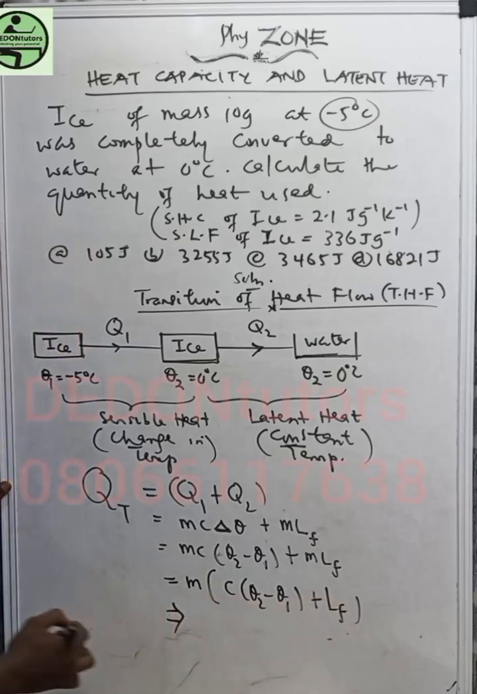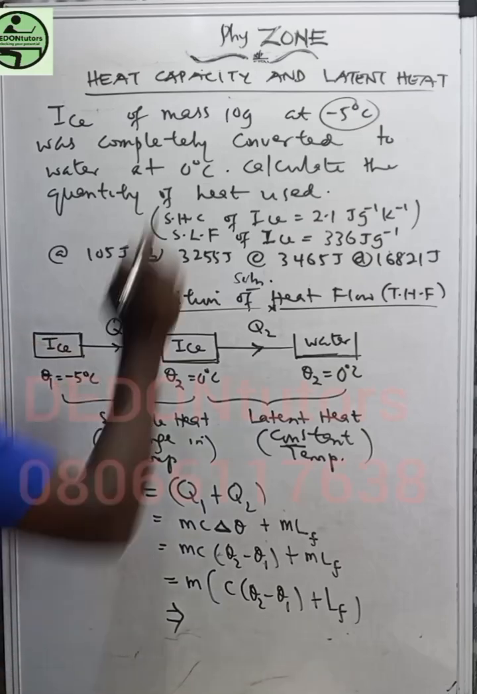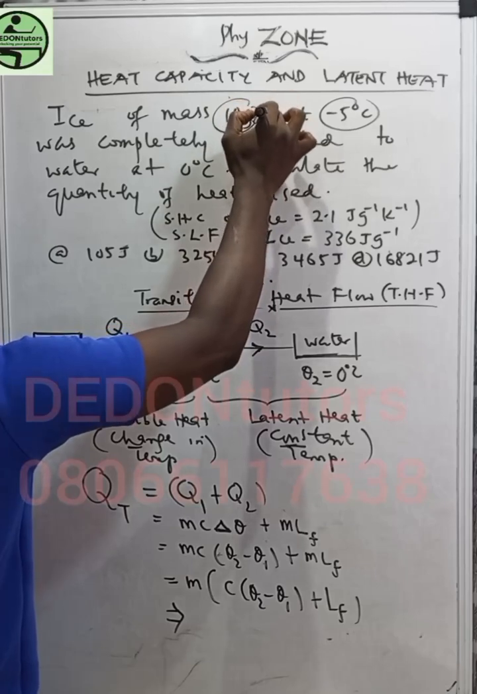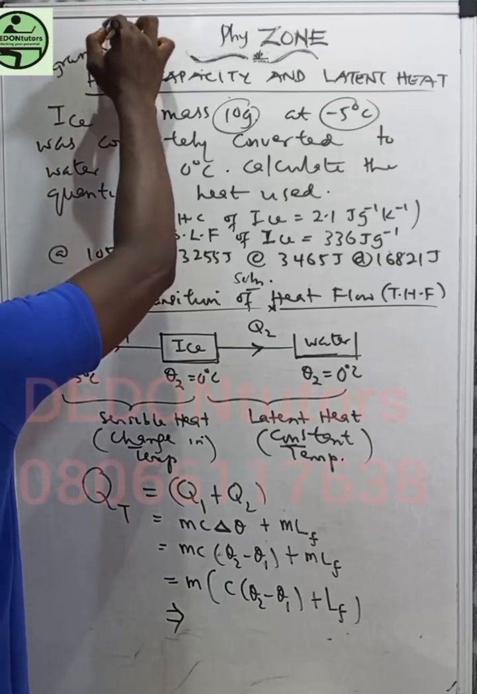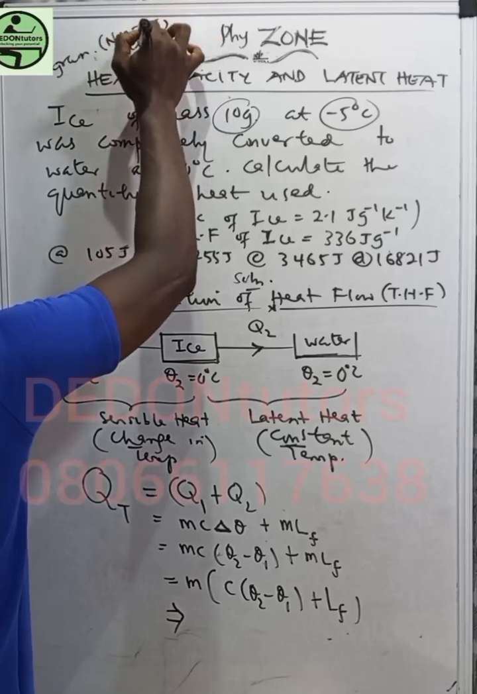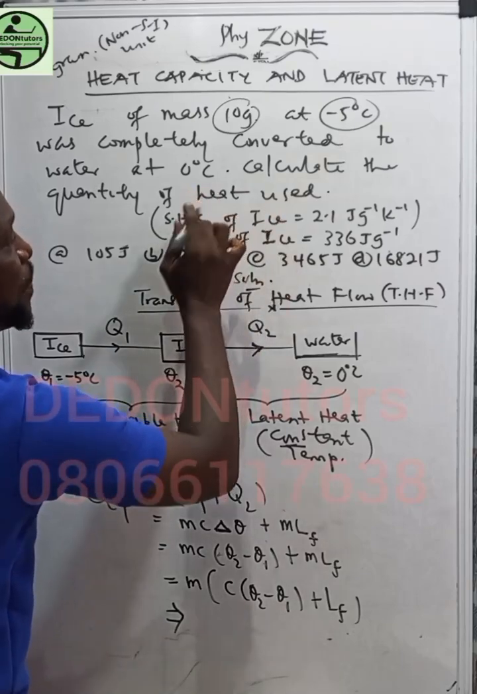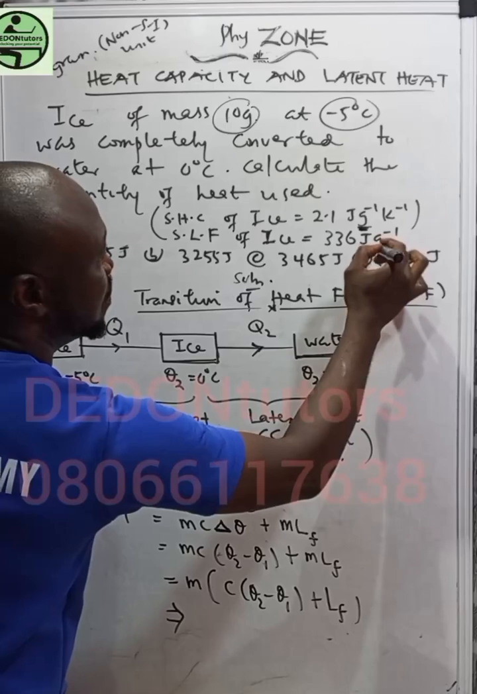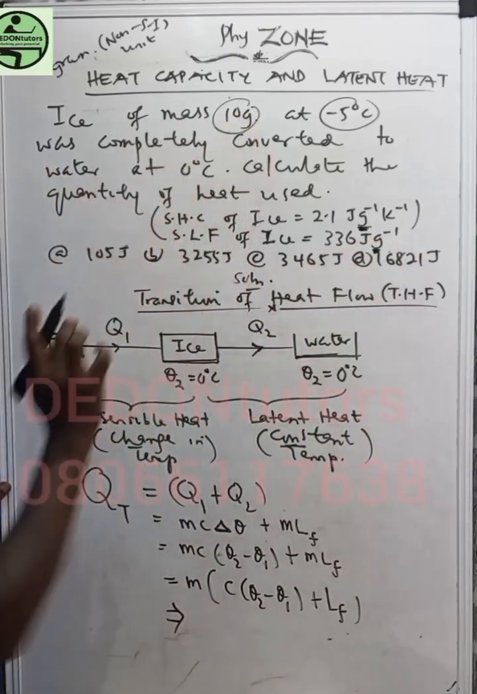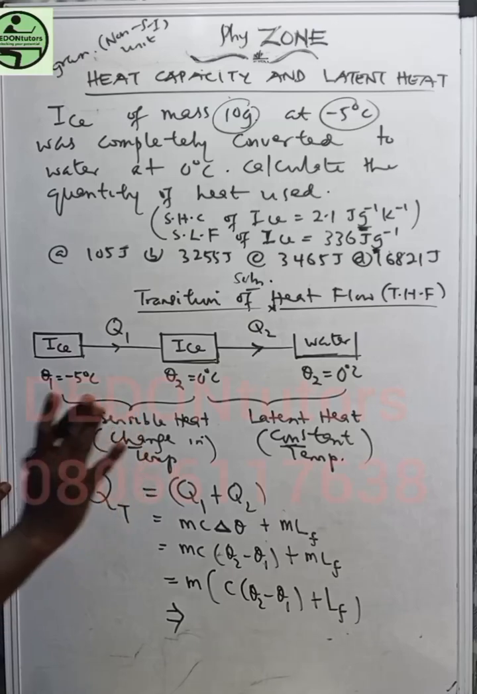So let's supply the values. The mass is in gram. Another thing we need to note: whenever the mass is given in gram, please take note. Gram is a non-SI unit of measurement of mass. But the specific heat capacity of ice is also given per gram. There is gram here too, so there is no need for conversion. That is what makes students waste unnecessary time during the examination.